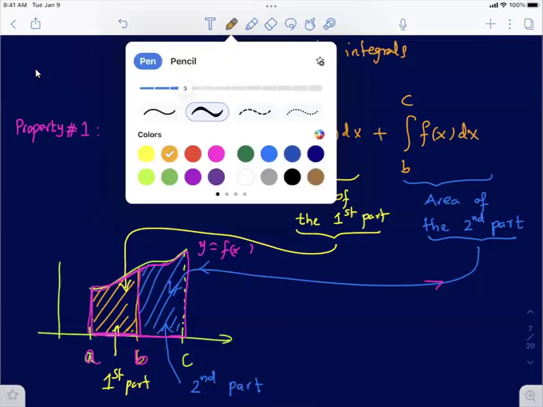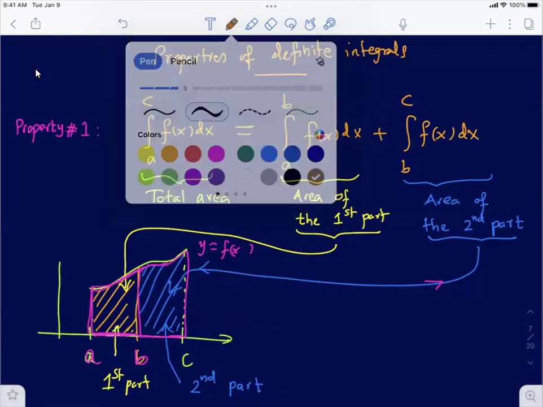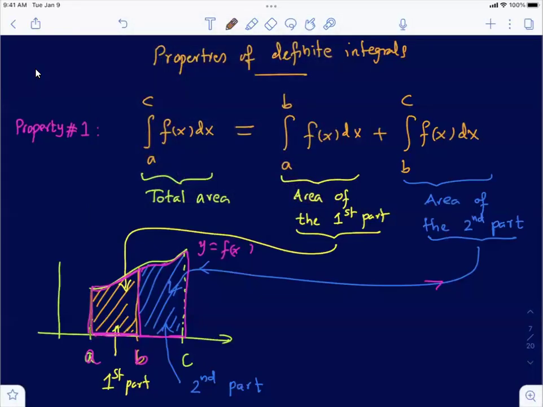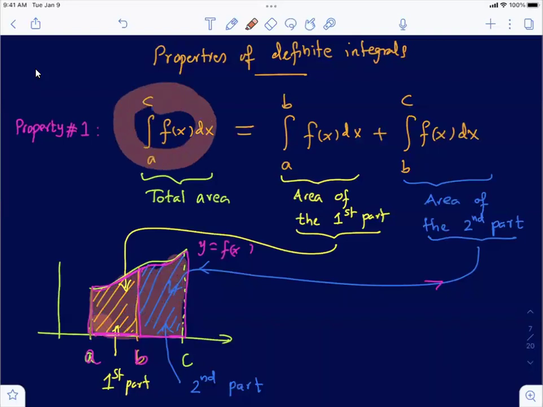You can clearly see this entire region. Why don't we highlight it? This entire region, because it's the area of the function starting from a all the way up to c. That's exactly what you see in this part. Therefore, that's exactly how you can see this nice result.